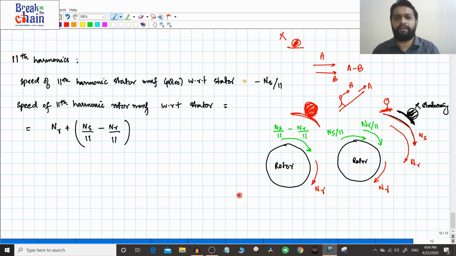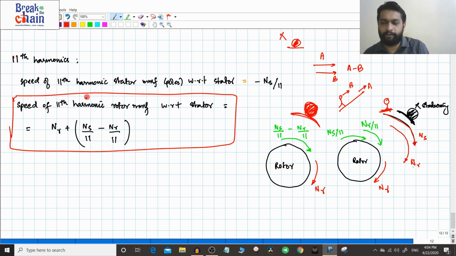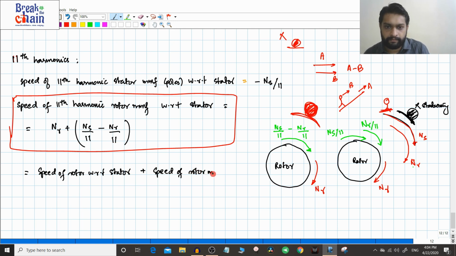Now if you want to use a shortcut method, you can always remember this equation. This we have already derived, so if you don't want to hear the shortcut, you can skip a few minutes now. You know the general result: the speed of the 11th harmonic MMF is the speed of the rotor with respect to stator, which is nothing but nr, plus the speed of the rotor MMF with respect to the rotor.